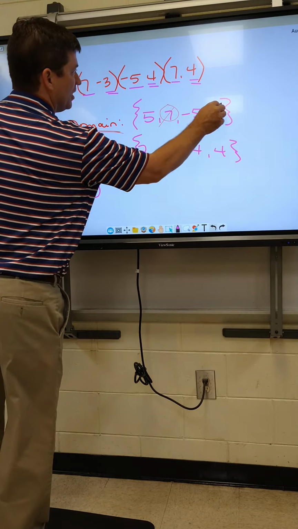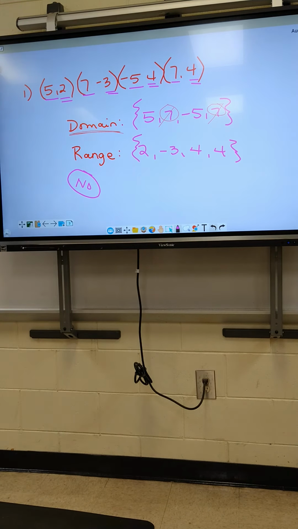7 repeats, Willie, so it's not a function. All right, y'all look at the second one. Is that a function, yes or no? Let's see, 3, 5, -8, and 2. That one's good. That was a yes. All right, let's go to number 3.